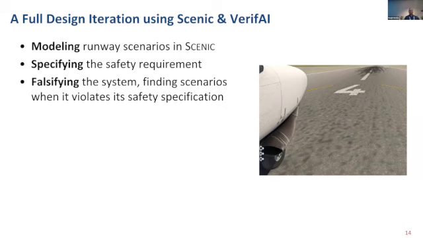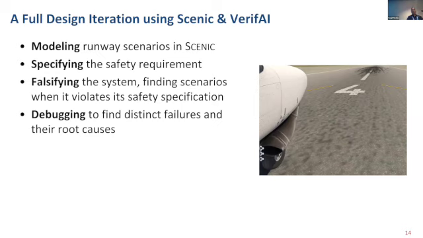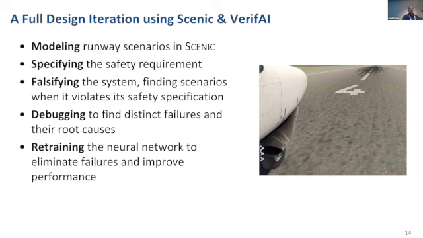Then we ran our tools. So the Verify toolkit has this technique called falsification, which you will learn about when we talk about applications. And this is an algorithmic method for finding concrete scenarios or test cases where the system violates its safety specification. Once we find these kinds of failure scenarios, then we want to do debugging to understand why the system failed and do some root causing. And then once we understand the reason for the failure, then we can improve the system, which in this case means we retrain the neural network so as to improve its performance. And then that process of these five bullets can be iterated.